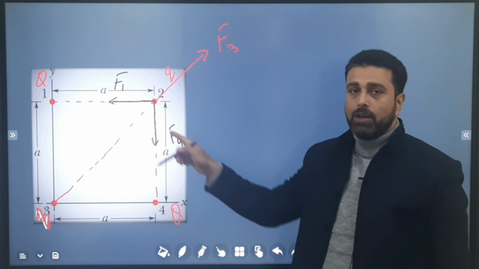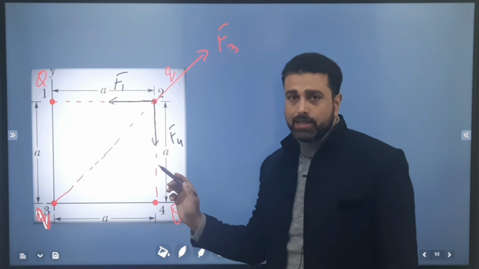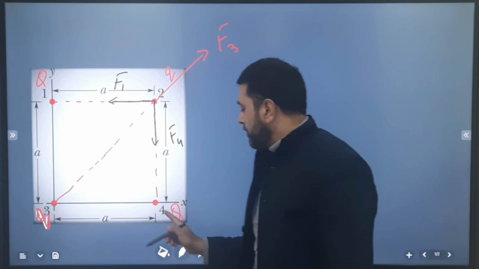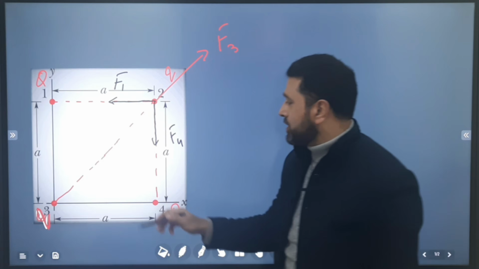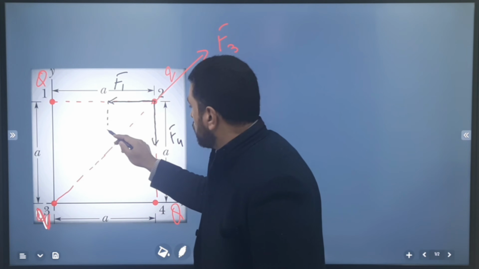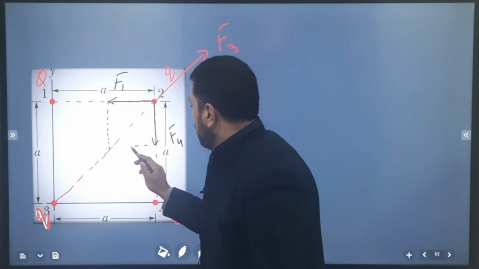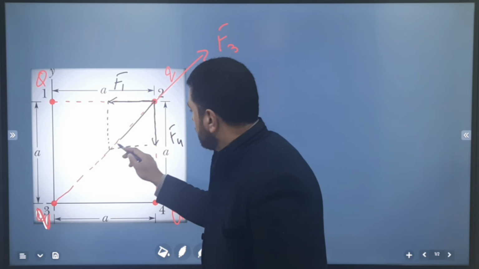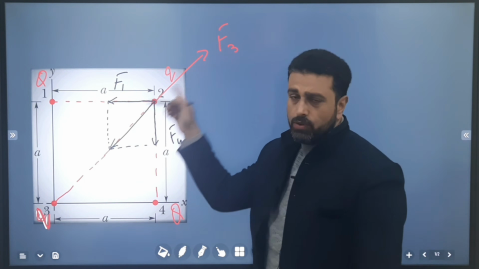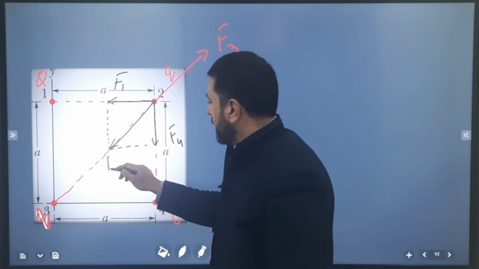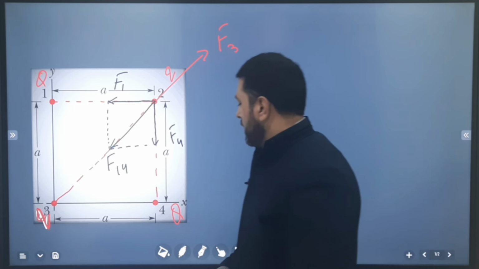Force on 2 due to 1, force on 2. Magnitude wise, the two are the same. Again, capital Q is the same, distance a is the same. So force magnitudes must be the same. So the resultant of these two forces must be along the diagonal. This makes a square. So the resultant of the two must be along the diagonal. I'll call this F14.